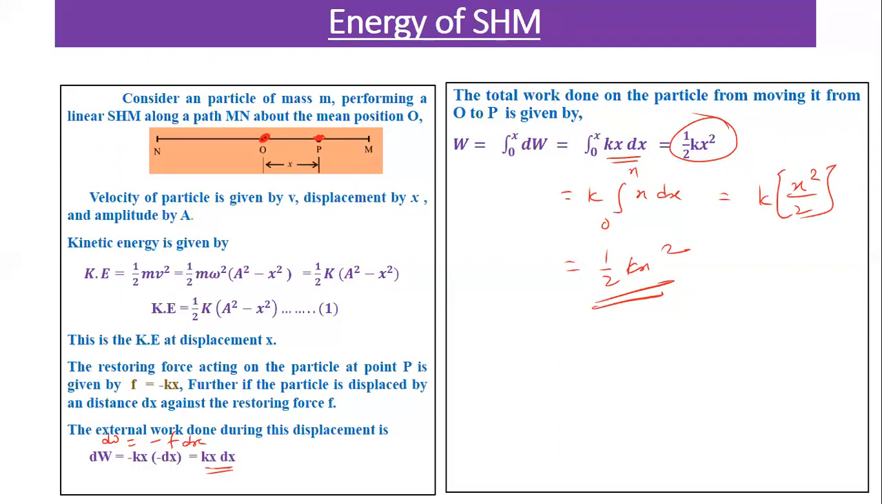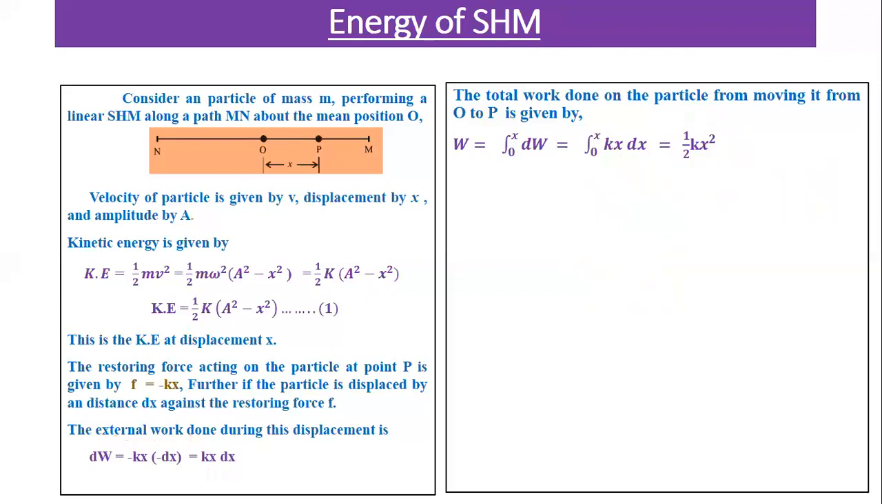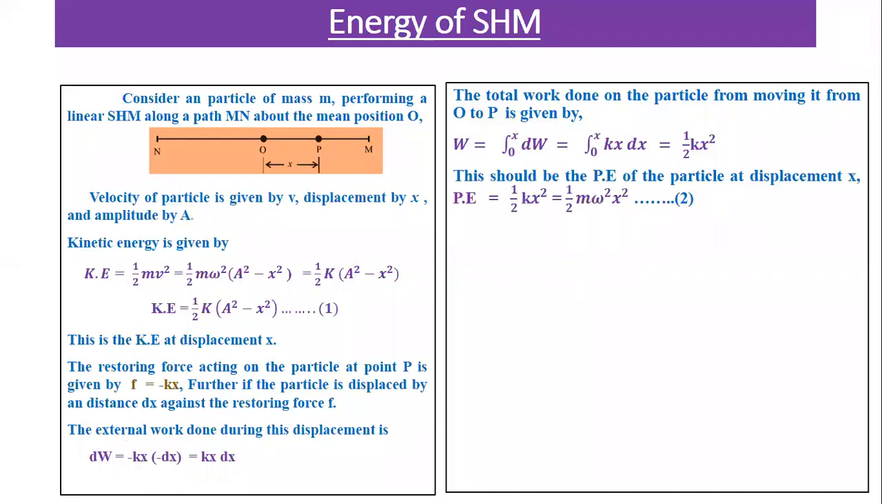Listen, k is a constant that is taken out, and you already know the integration. You already learned it in mathematics. So this is the basic step. So here we get work done. This work done should be the potential energy. So instead of this work done, we use potential energy. So we get a formula of potential energy is equal to 1 by 2 kx square.